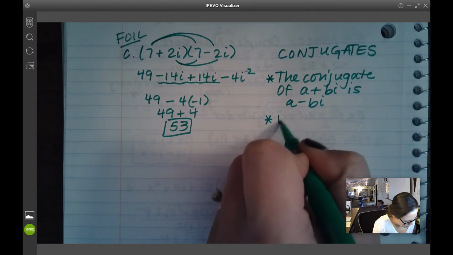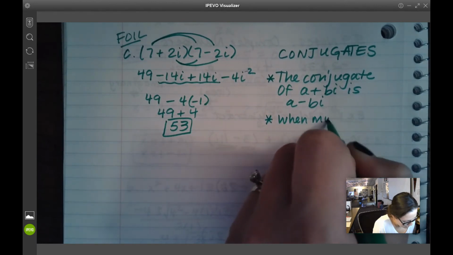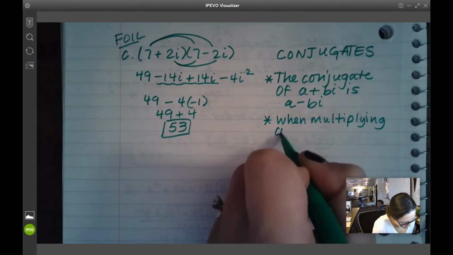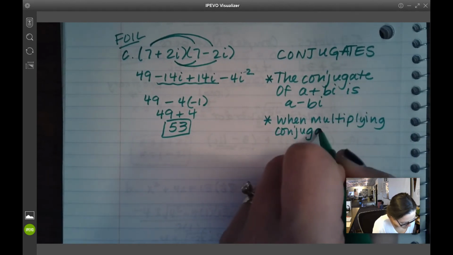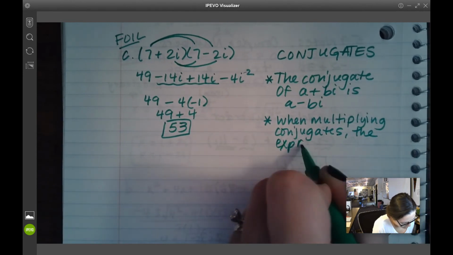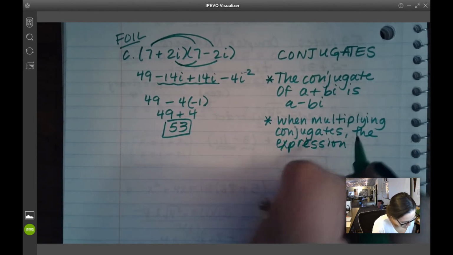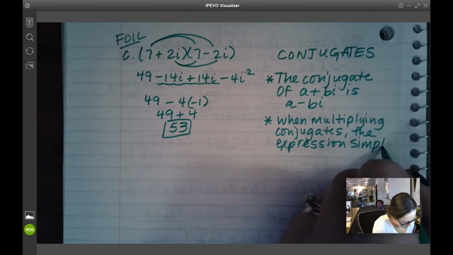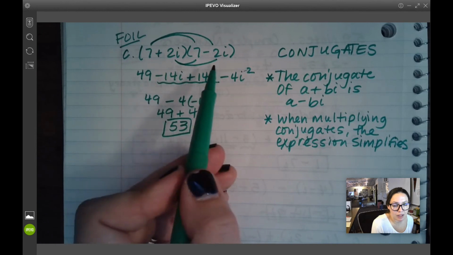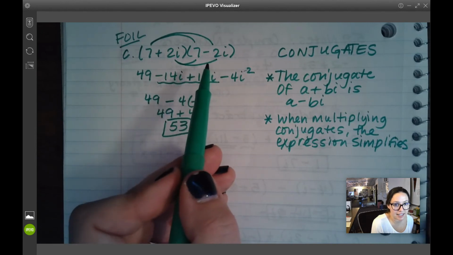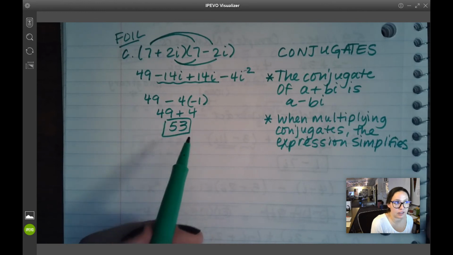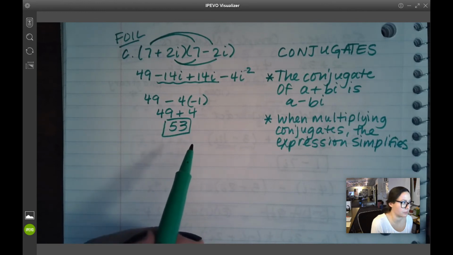So when multiplying conjugates, the expression simplifies. And what you will find is that anytime you multiply two complex conjugates together, the answer will always be a real number. Always be a real number, which is very helpful.